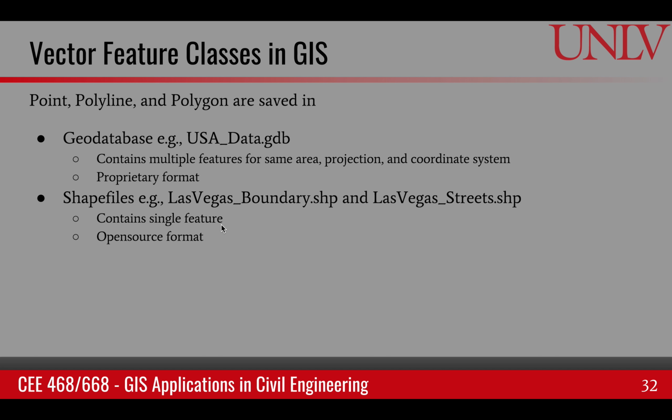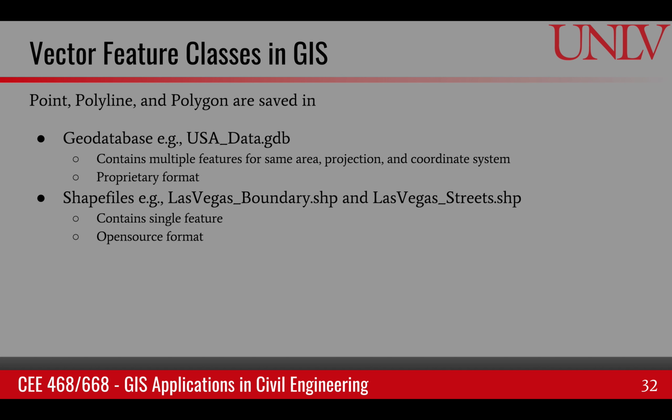Shapefile, on the other hand, is for a single feature class. So the boundary file had only the boundary polygon type data. The street shapefile had only the streets. And similarly, we can have a point shapefile as well. Something to be noted here, if you have a geodatabase, it can only be opened in ArcMap because it's a proprietary format. On the other hand, if you have a shapefile, then it can be taken to other software programs as well. It's an open source format.